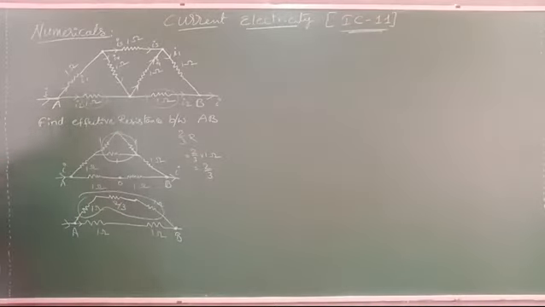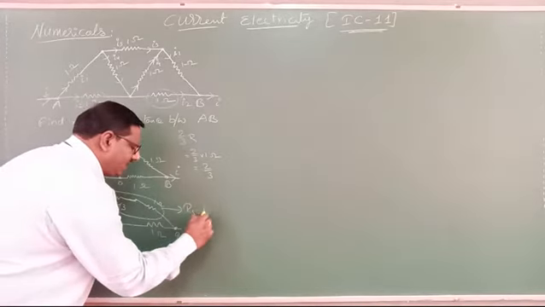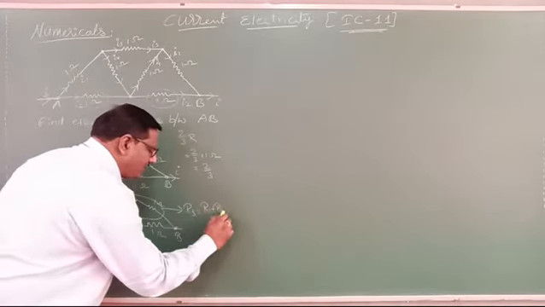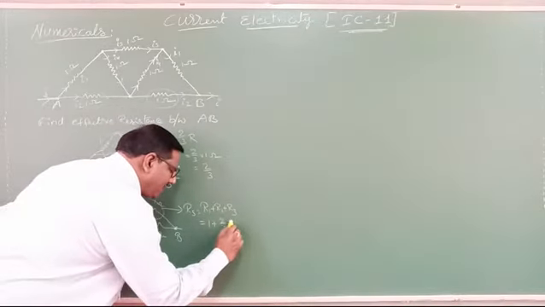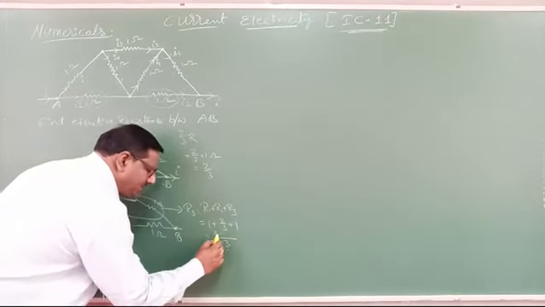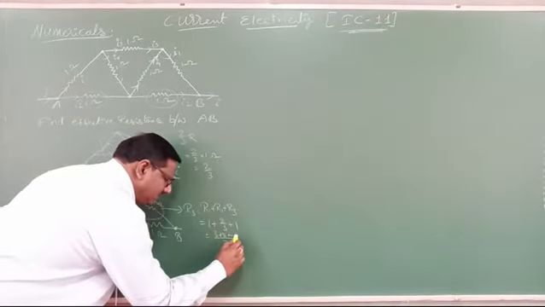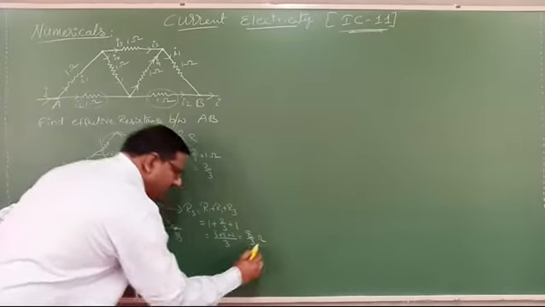Then it is called series. In series combination, RS equals what can you write? R1 plus R2 plus R3. That is 1 plus 2 by 3 plus 1. So taking LCM 3, here 3 plus 2 plus 3, total 8 by 3 ohm.